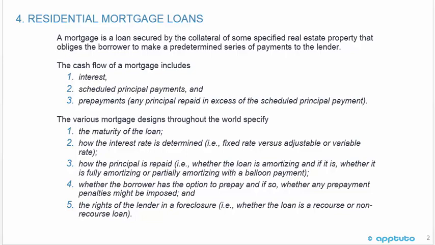3, how the principal is repaid, i.e. whether the loan is amortizing, and if it is, whether it is fully amortizing or partially amortizing with a balloon payment. 4, whether the borrower has the option to prepay, and if so, whether any prepayment penalties might be imposed. And finally, 5, the rights of the lender in a foreclosure, whether the loan is a recourse or non-recourse loan.